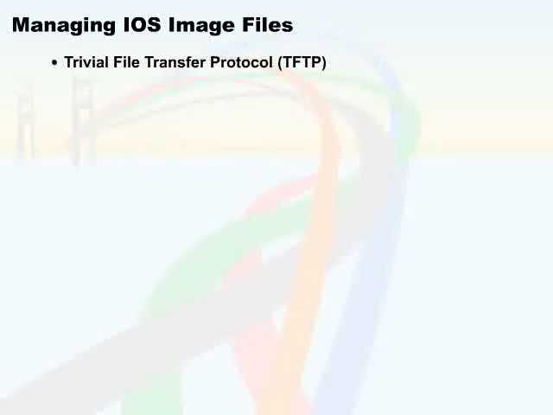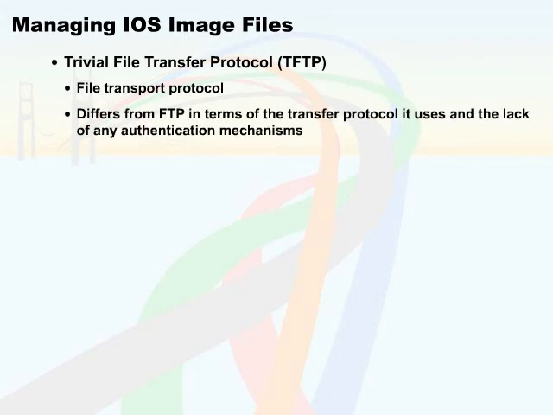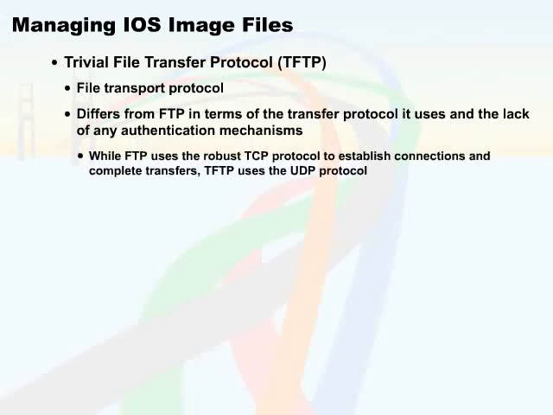How would we use the TFTP server for moving, copying, or backing up configuration files and IOS images? First, let's look at what TFTP is. TFTP is a file transport protocol, and as its name suggests, it's something close to the FTP protocol. TFTP differs from FTP in terms of the transport protocol it uses and the lack of any authentication mechanisms. While FTP uses the robust TCP protocol to establish connections and complete transfers, TFTP uses the UDP protocol, which is insecure and lacks error checking.